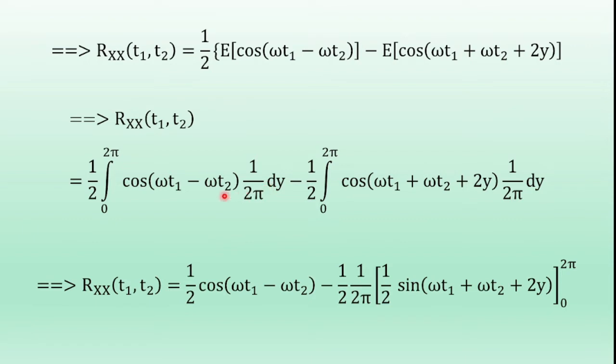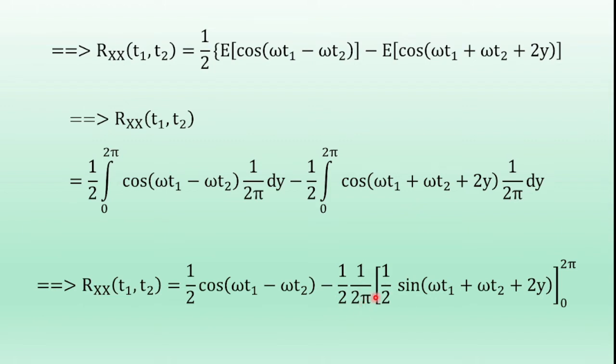Now here in the first term, integrating with respect to y, cos of omega t1 minus omega t2 is also a constant, and it is written before the integration. The integral of 1 dy is y over 0 to 2 pi, and after substituting the upper value of y and the lower value of y, we get 2 pi minus 0, which is 2 pi. So 1 by 2 pi into 2 pi cancels. The first term is 1 by 2 cos of omega t1 minus omega t2, minus 1 by 2 into 1 by 2 pi.